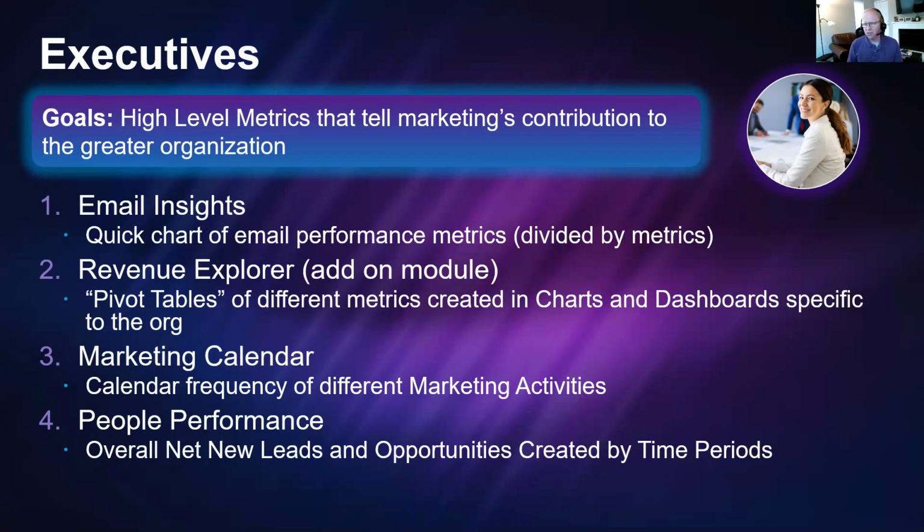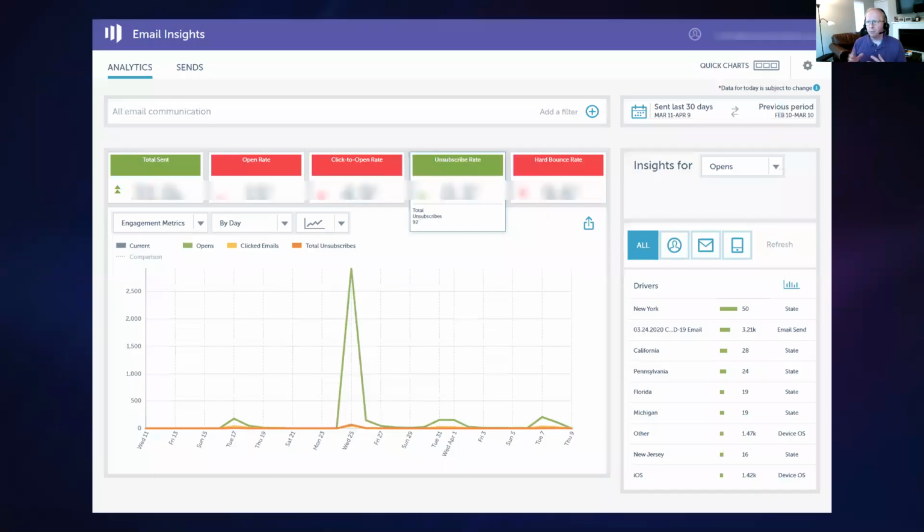People performance is overall net new leads and opportunities that are created by time periods. So again, this is email insights. You can see I've blurred out a lot of the information that's in this instance, and this is a fairly early on instance, so forgive the charts and everything like that. But you can see you have metrics that are coming in here.